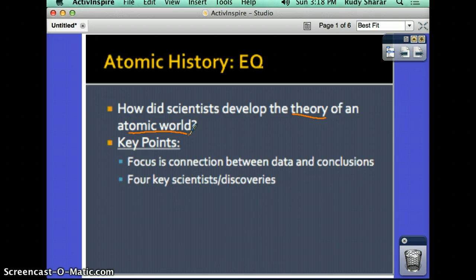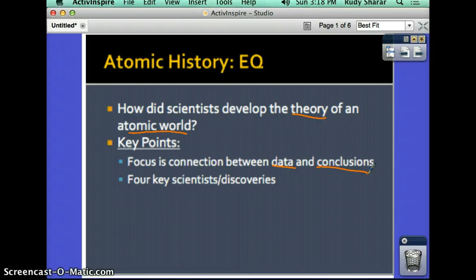But what we really want to focus on is the connection between data and conclusions, because that's the crux of being a scientist. It's the critical thinking, it's the analysis, is what we're really going to focus on over the course of the entire year. If you're given a set of data or a set of observations, what are the conclusions that you can draw from that set of data, and how can you justify and back them up? Because that's exactly what science is.